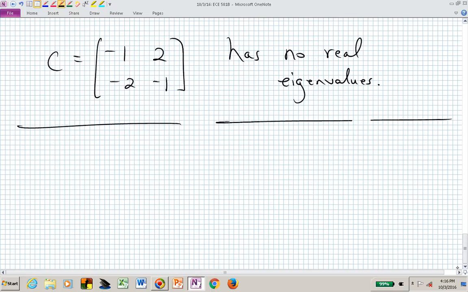We've now looked at examples: diagonal, upper triangular, it could have been lower triangular, dense or non-sparse, and now we have one that has non-real eigenvalues. Let's start to formalize this study a little bit of eigenvalues and eigenvectors.